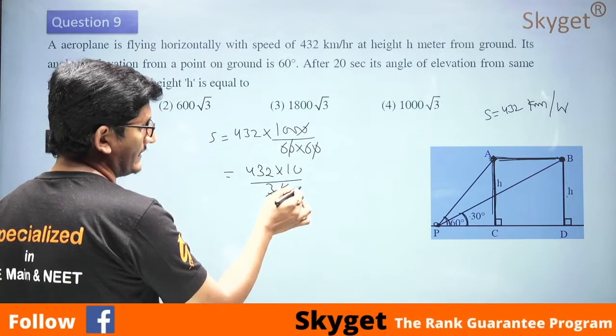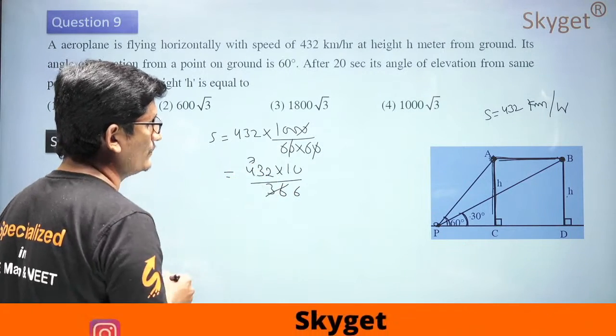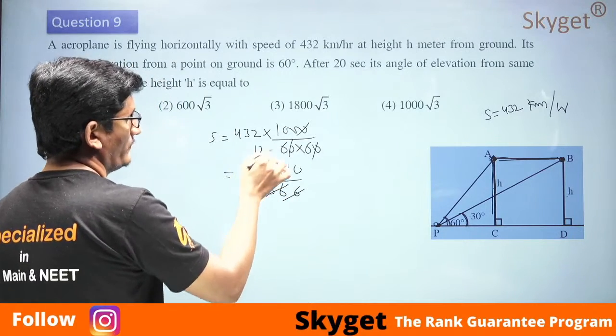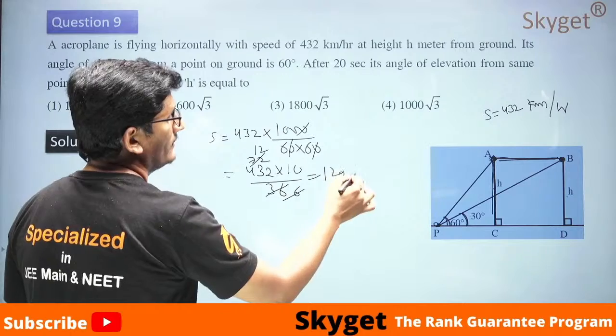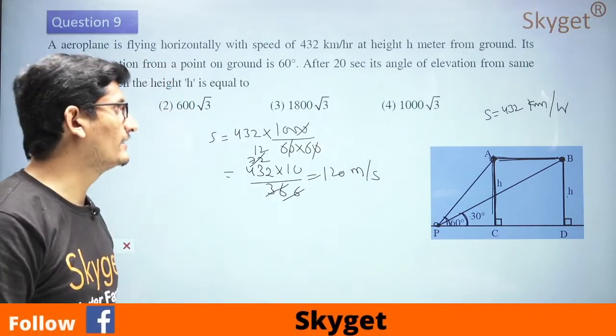We can write here 6 6s are 36. Next, 6 7s are 42. 6 2s are 12. 12 6s are 72. So 120 meters per second. 120 meters per second. Okay.